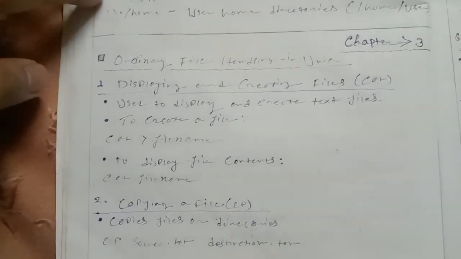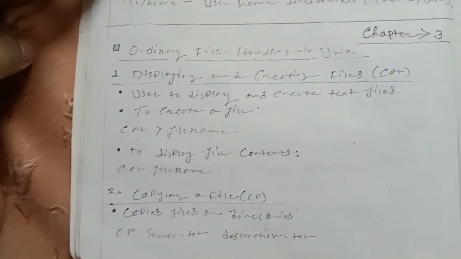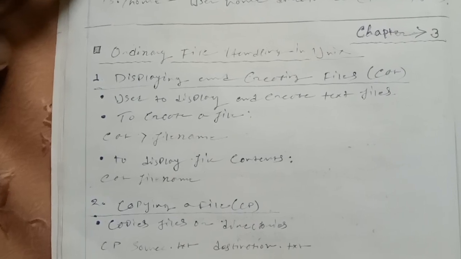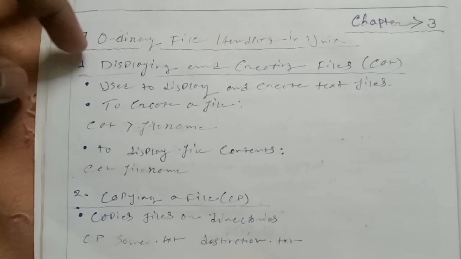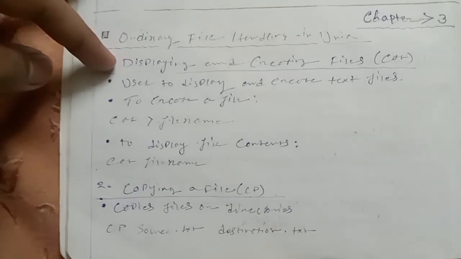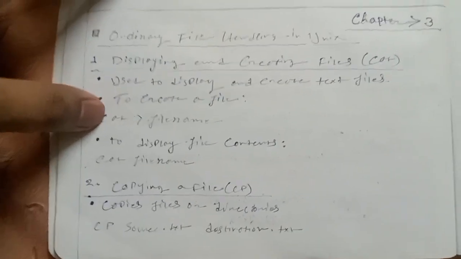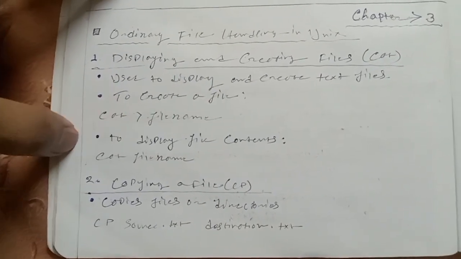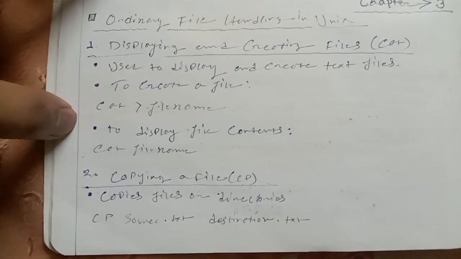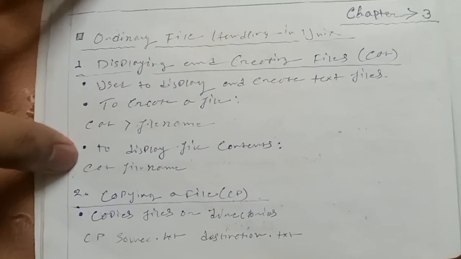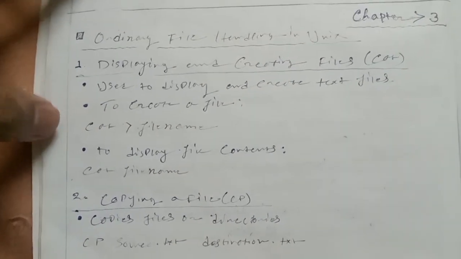Today we will start ordinary file handling in Unix. So let's start: displaying and creating files. Cat. The cat command is used to display and create text files. To create a file, we can write cat, then greater than, then the file name, whatever name you want to give your file. To display file contents, we write cat and the file name. So this is how you should use the cat command.